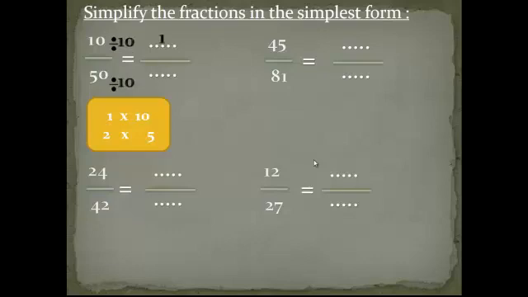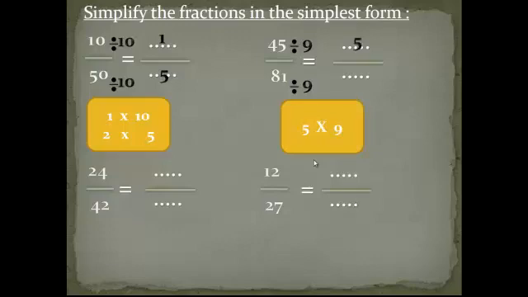Okay, the second one we have 45 over 81. We are going to look at 45. Searching the table. We have only 5 times 9. Okay, the biggest number here is 9. Is there any number in table 9 equal to 81? Yes. So we are going to divide up by 9, down by 9. 45 divided by 9 is 5. And 81 divided by 9 is 9.